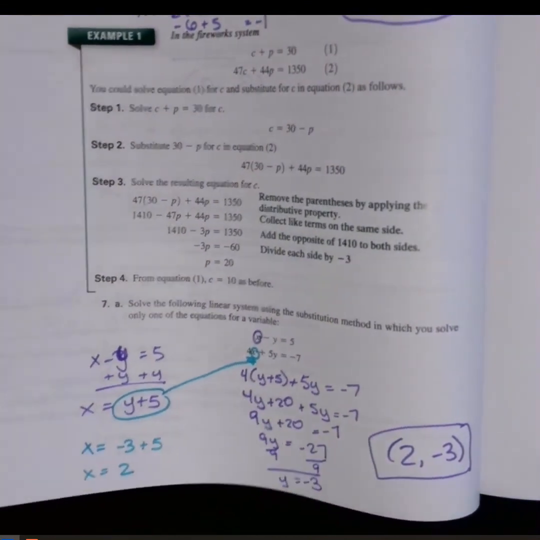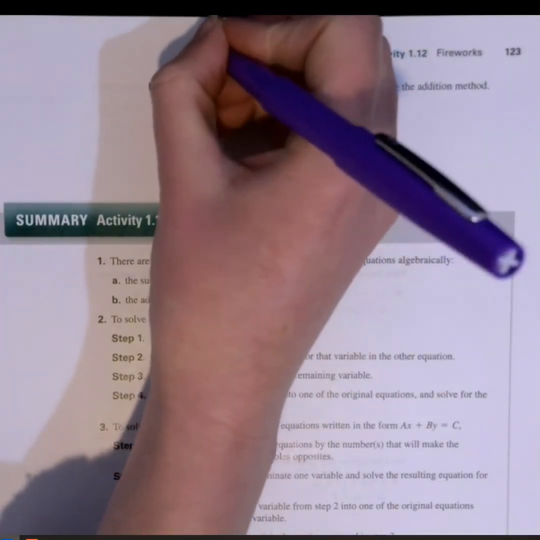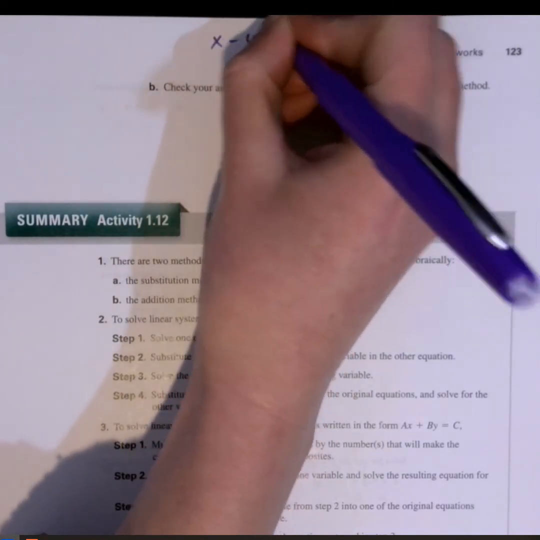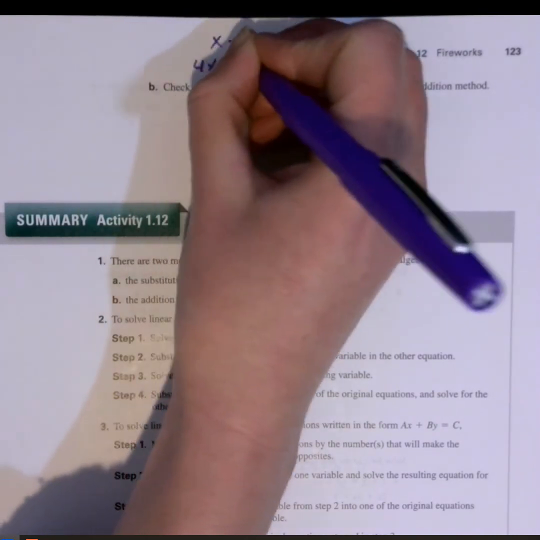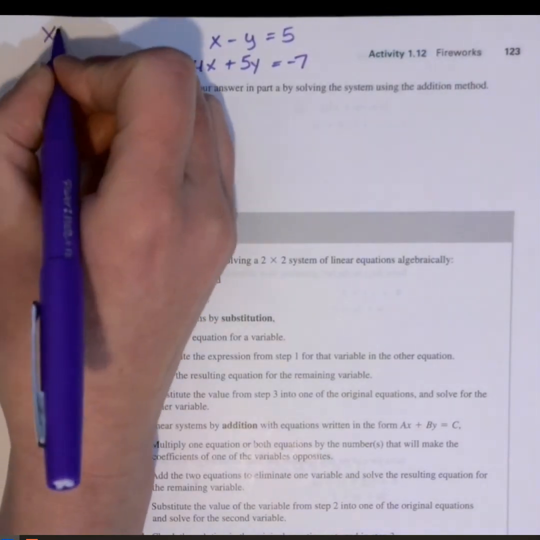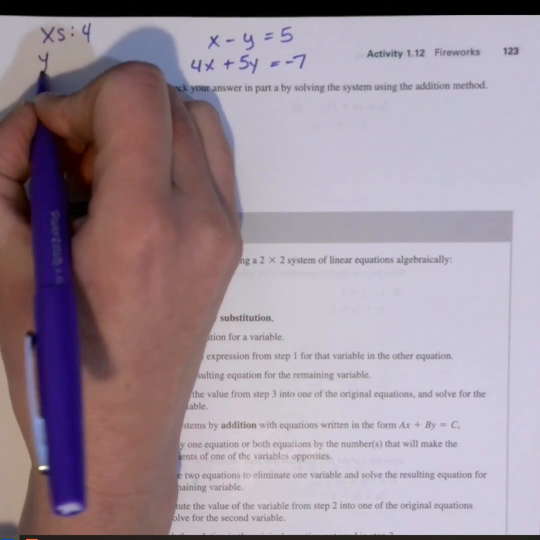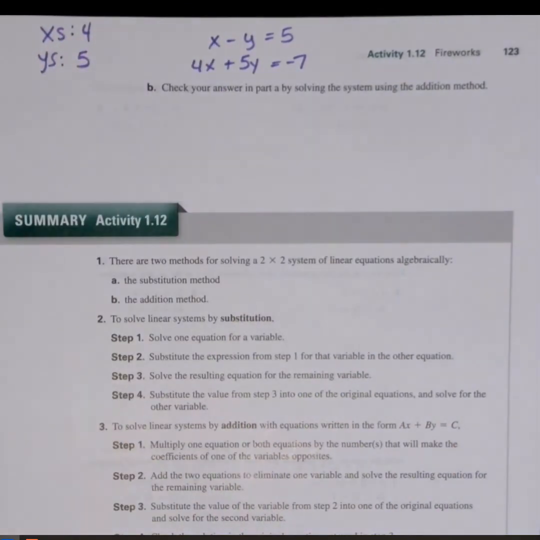Last time, we're going to do this same problem again on the next page with the addition method. So I got to write up the x minus y equals 5 and the 4x plus 5y equals negative 7. So for x's, 4 and 1, we could use 4. For y's, 1 and 5, we could use 5. They're really both very close.